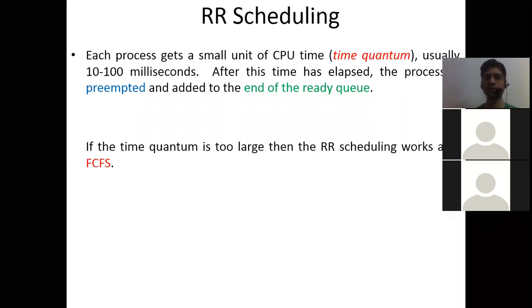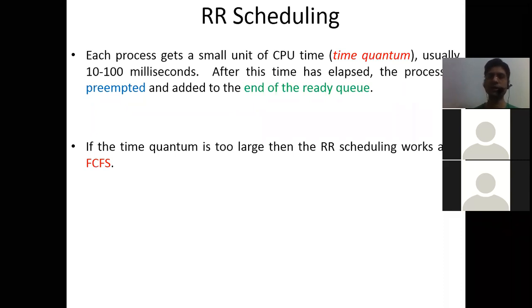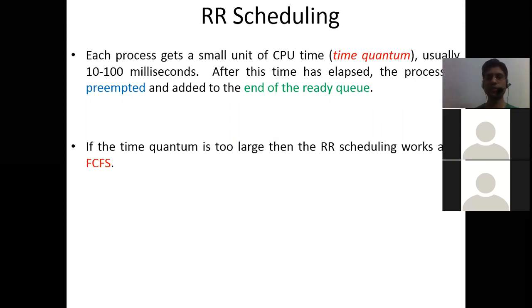Suppose the time quantum or time slot you have given is too large. Then round robin scheduling works as FCFS. This is a very common sense thing: if your time quantum is larger than the burst time of each process, it will work as first come first serve scheduling, because in round robin too, the process which comes first in the queue has the chance to go to the CPU, but with a time slot for execution, and after that the next in the queue gets the chance.